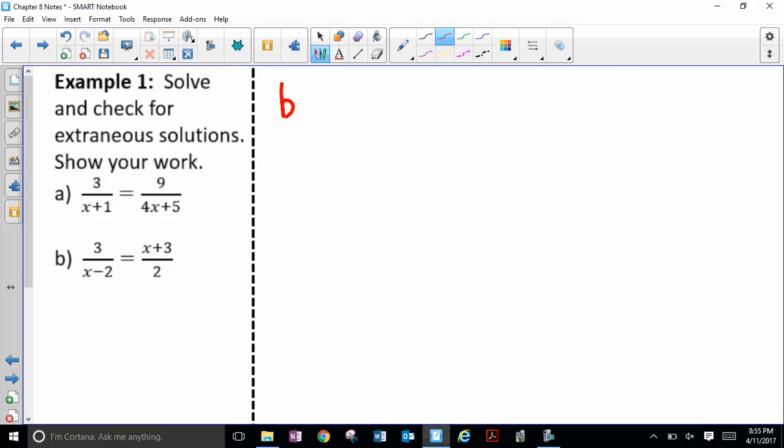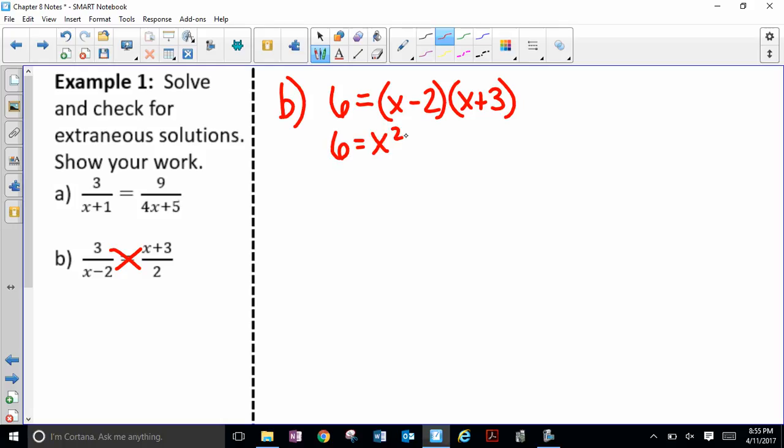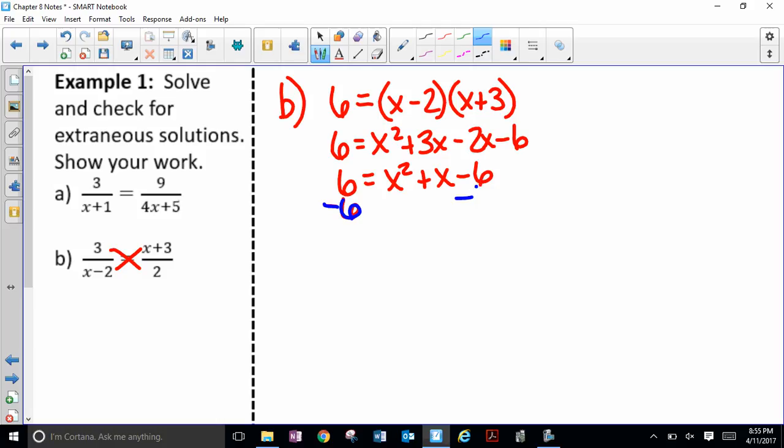All right, part B. So again, multiply on the diagonals. So 3 times 2 is 6, and that equals the other diagonal multiplied. So x minus 2 times x plus 3. So remember that means you have to FOIL. So I get x squared plus 3x minus 2x minus 6. Combine like terms, plus x minus 6. Then since you have a quadratic here, we do need to make this equal to 0. That'll be my 0.